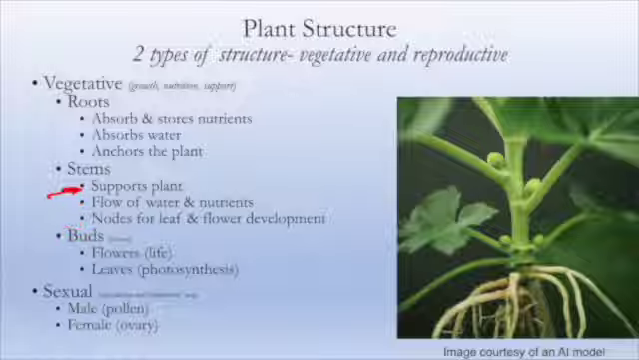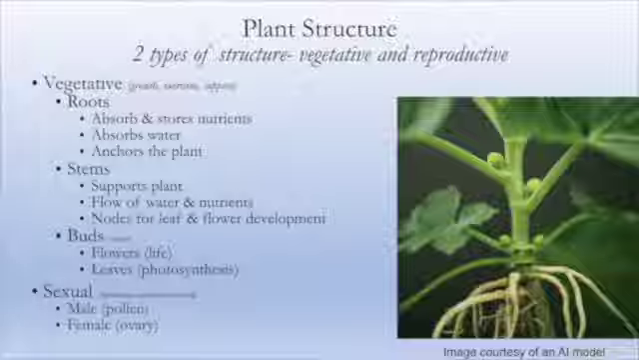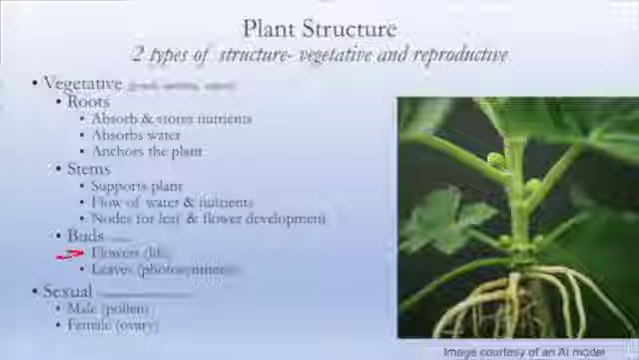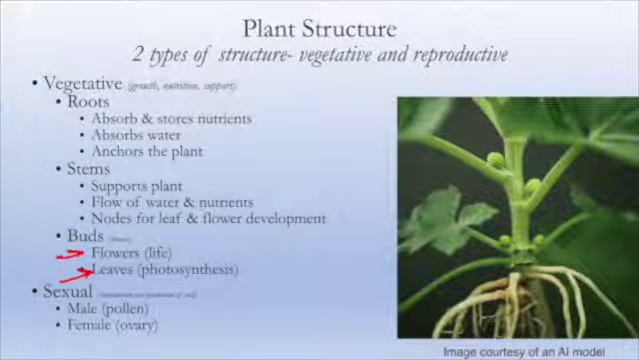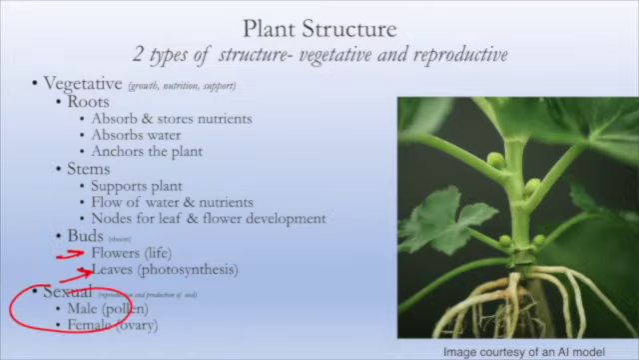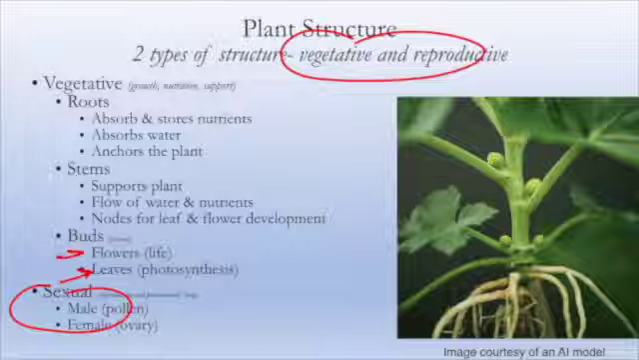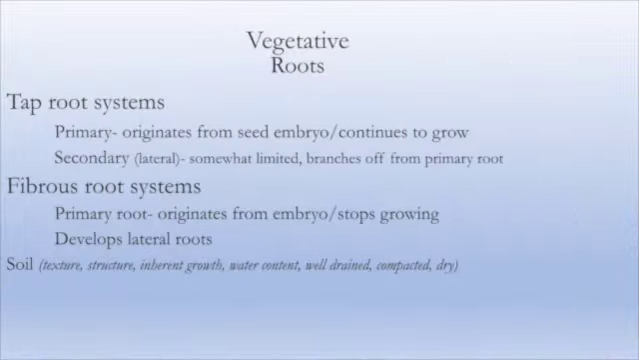So then we have buds. Buds or shoots. Some people say shoots and roots. This is part of the shoots. The bud will produce either a flower or a leaf. The flowers we will discuss in the next video. The leaves we're going to look at in this video. And then the 2 parts are vegetative, roots, stems, and buds, and then there's the sexual. So the 2 types of plant structure right here, vegetative and reproductive. We're looking at vegetative only. The sexual we'll look at next time.